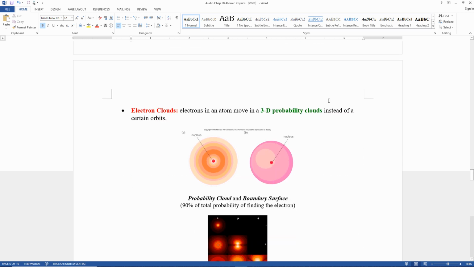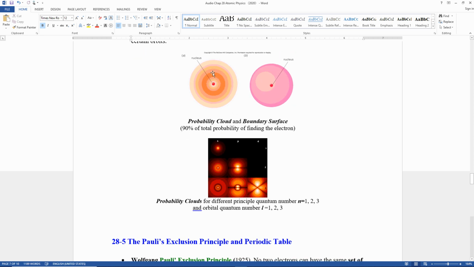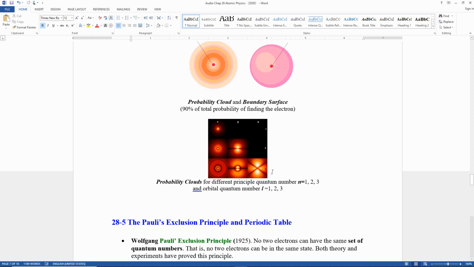Now the real theory is much more complicated. For example, quantum mechanics tells us an electron cannot stay in a single circle. So it's more like what we call an electron cloud. You see this dark area? You can find electrons everywhere. Then the cloud can be even more complicated. When n equals 1, it's like this one. When n equals 2, it can be like this one. And when n equals 3, it can be like that.